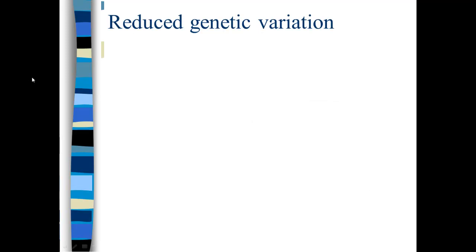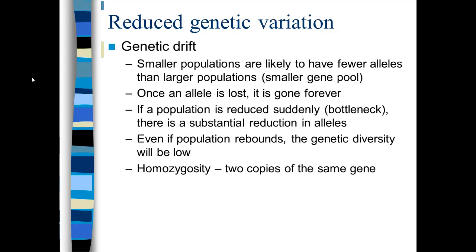Now, extinction can occur when there's reduced genetic variation, okay? And we look at genetic drift as something that is good. We want genes to be able to cover a larger diversity in order to allow species to survive. Smaller populations are obviously going to have fewer alleles than larger populations, so they have a smaller gene pool, they have less of a chance to survive an environmental cataclysmic event, and once a particular allele is bred out, then it's gone forever.